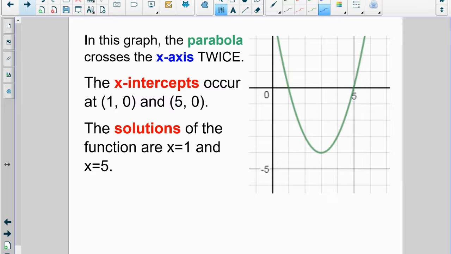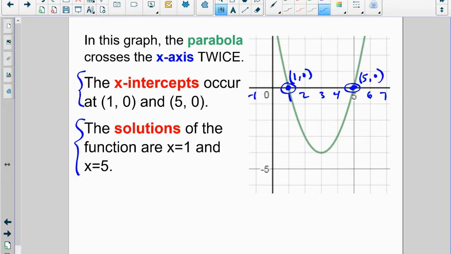So here's a better example with an actual grid behind it. And it says, in this graph, the parabola crosses the x-axis twice. Once on the left side, once on the right side. And we can see that our origin is on the left here. And then we have 5 spaces and then the number 5. So it looks like we have 1, 2, 3, 4, 5. Everything's counting by ones on our x-axis. So the solutions occur when x equals 1 and when x equals 5. In other words, the x-intercepts are at (1, 0) and (5, 0), because those are the coordinates of each of those 2 points.